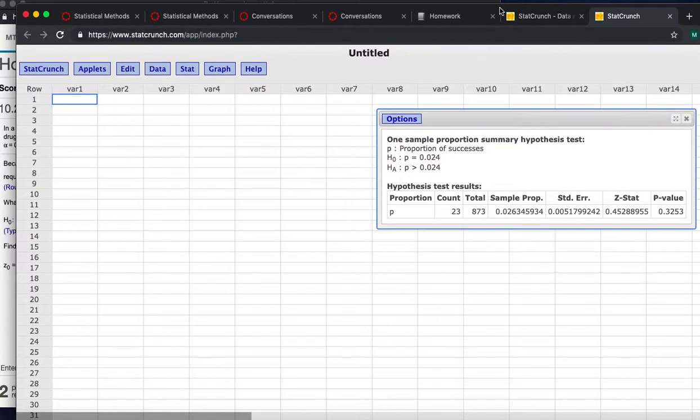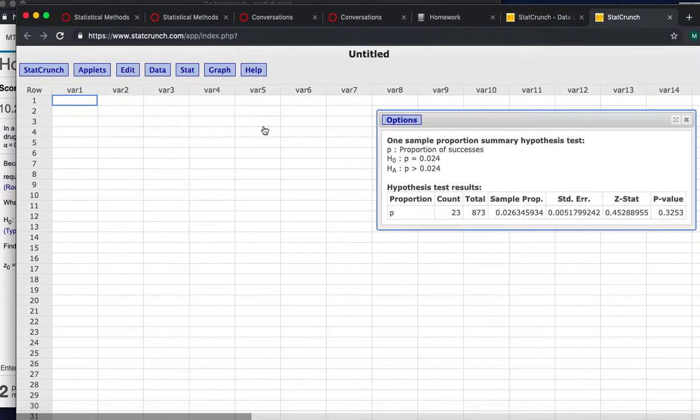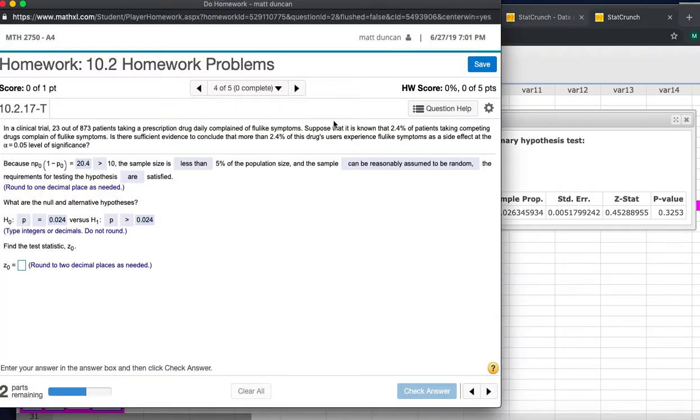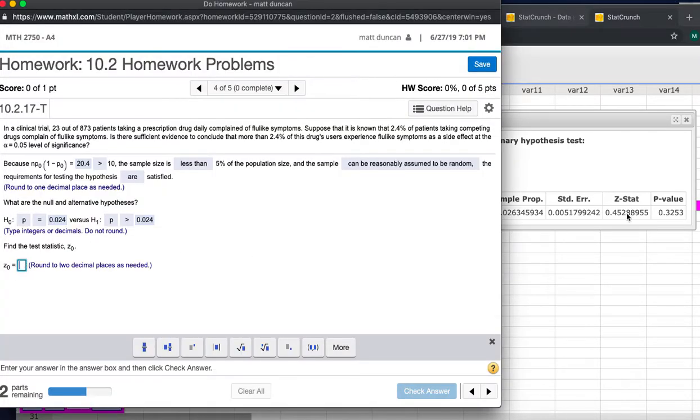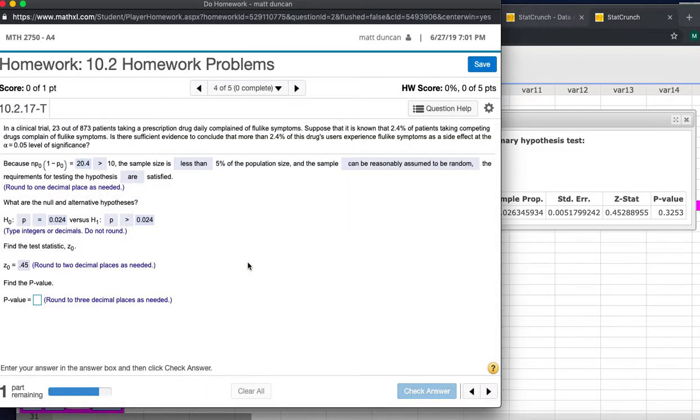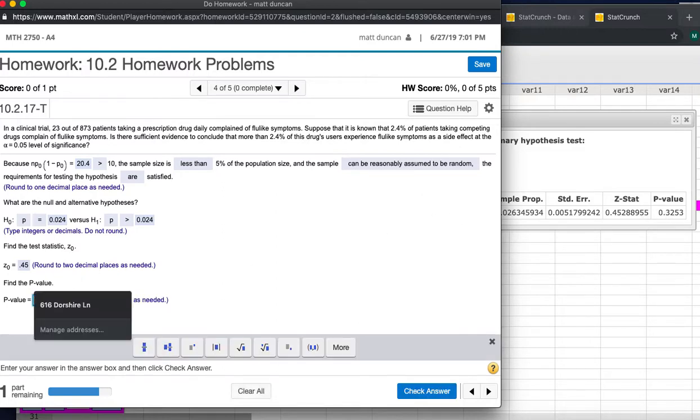Let's see if I can fit this on the screen. So here we go. We can pull the test statistic and the p-value straight off of this. The test statistic is the z-stat, so that's 0.452, or 0.45. It only wants 2 decimal places. Then it's going to ask for the p-value. The p-value here, it wants 3 decimal places, so 0.325.